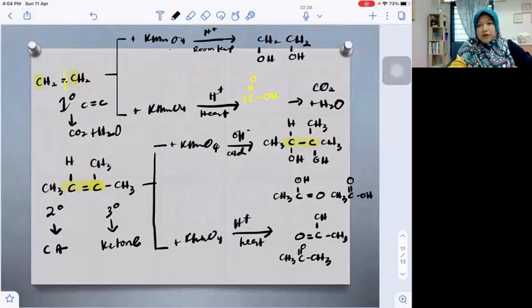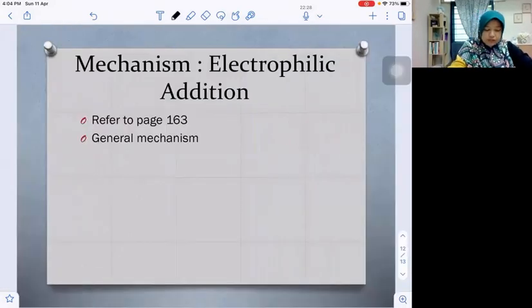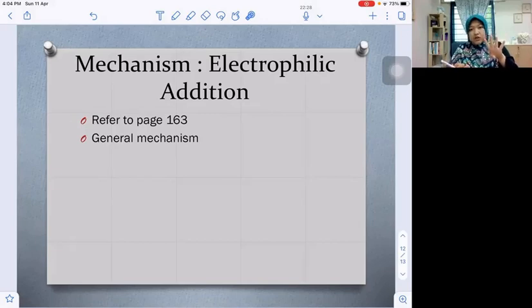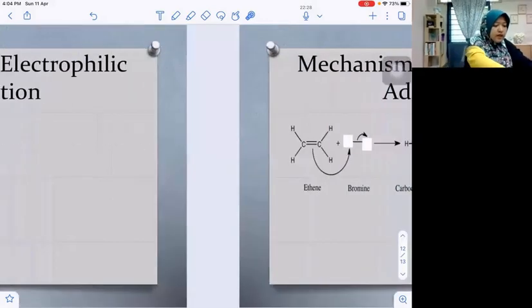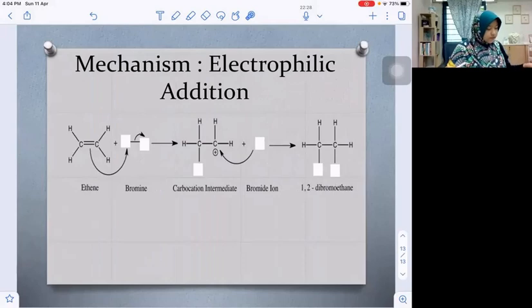Next, this is the last part of alkene, which is the mechanism that involves the alkene reaction. The specific name for the mechanism that we cover in our syllabus is the electrophilic addition, which we can use to show the process for the addition reactions that we have for the alkene. If you have your textbook, you can refer to page 163, which shows the general mechanism.